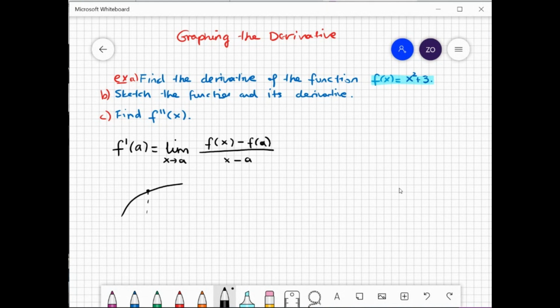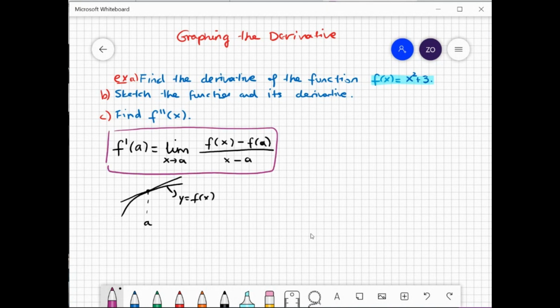So if this is the point a and this is the graph of f of x, the slope of this tangent line is given by this expression. This is called the derivative. This is also called the instantaneous rate of change in f, in this function at that point a. So this is how we defined the derivative at a point.